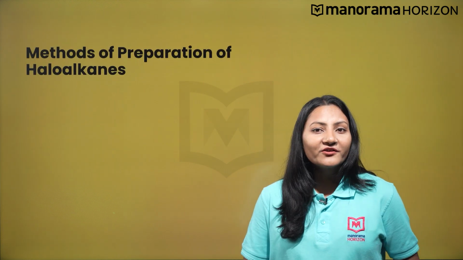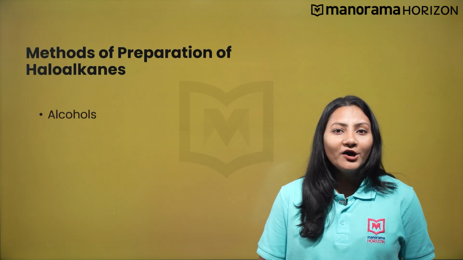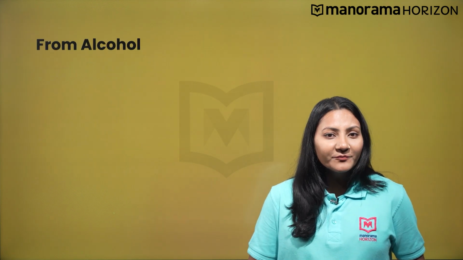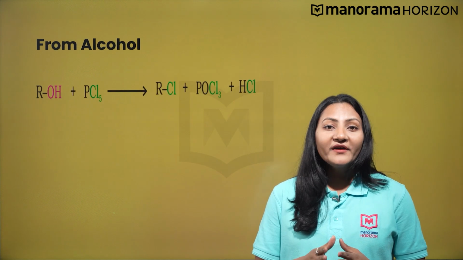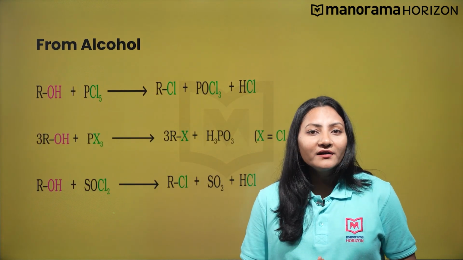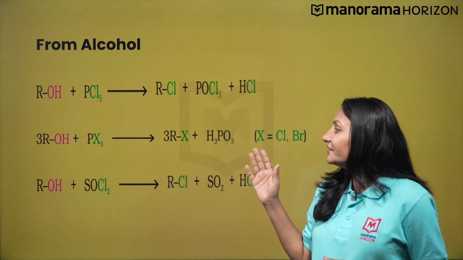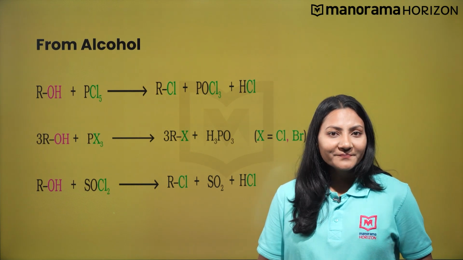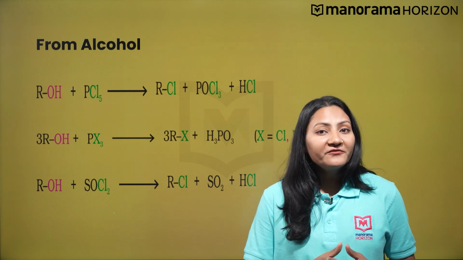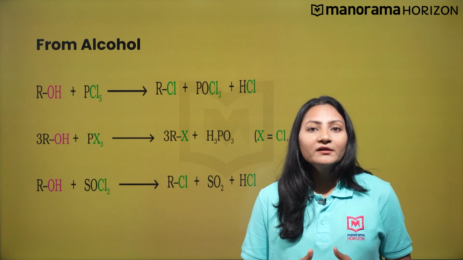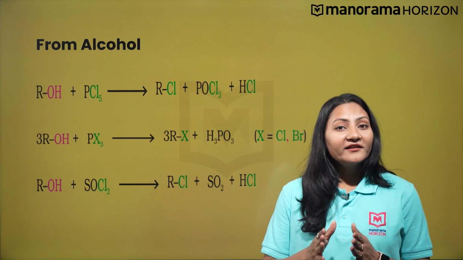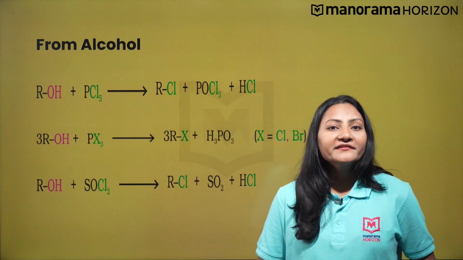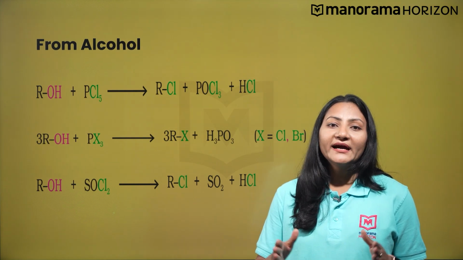Basically, there are three methods of preparation of haloalkanes: from alcohol, from hydrocarbons, and from halogen exchange. The first method of preparation is from alcohol, where the hydroxyl group of alcohol is replaced by a halogen on reacting with halogen acid, phosphorus halide or thionyl chloride. Here, thionyl chloride is preferred because along with the formation of alkyl halide, two gases, sulfur dioxide and hydrogen chloride are also formed, which escape. Hence, this reaction produces pure alkyl halides.